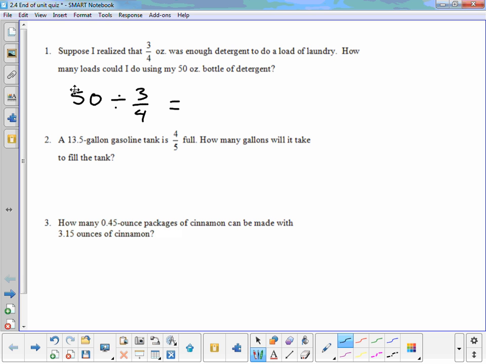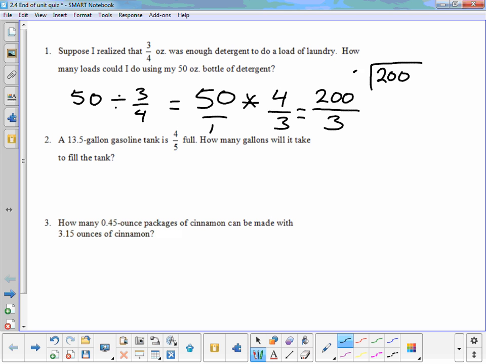Now, many of us are doing this problem as 50, and then we multiply by the reciprocal 4/3. Now, the multiplication part, that's not really what I'm too worried about with most of you. 50 times 4 is 200, so top times top, bottom times bottom, okay? Now, we wouldn't say that we could do 200 thirds loads. So what we need to do is actually divide 200 divided by 3 to figure out how many loads that is.